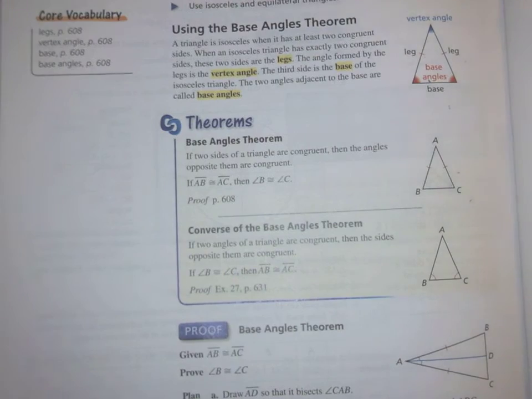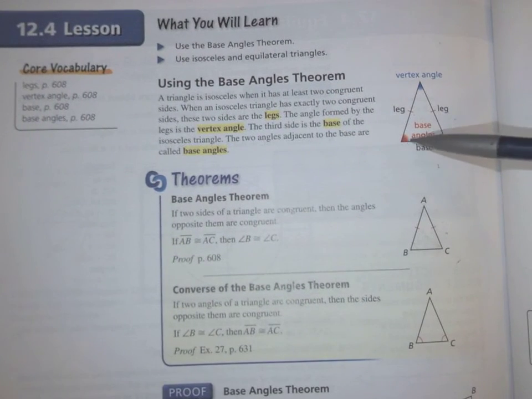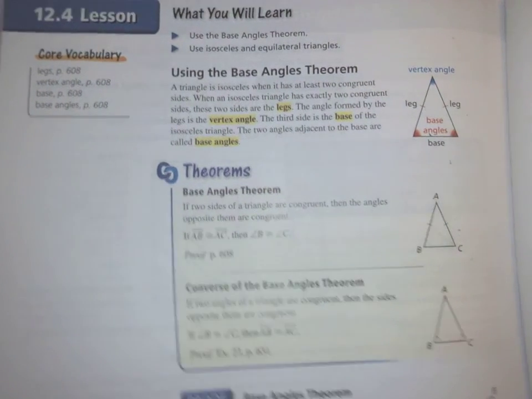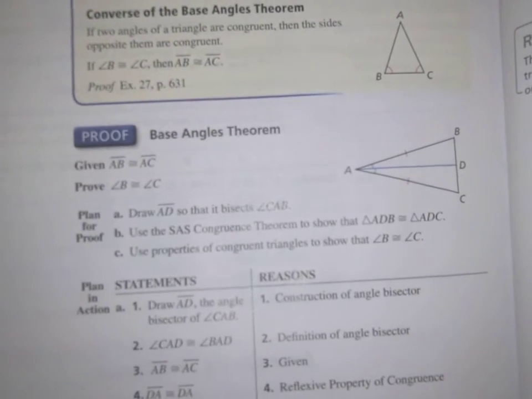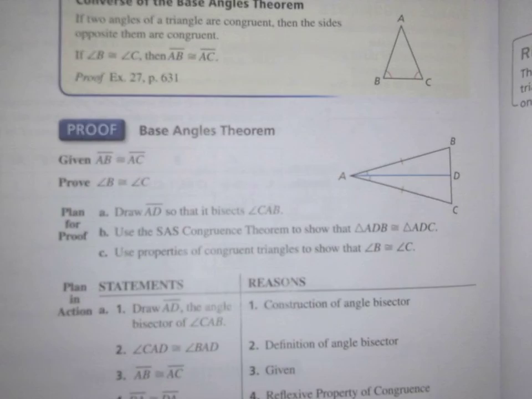Okay, so this is a good image as well. Base angles here. Now you can have your triangle sideways, which we're going to see in a minute. Even though these aren't on the bottom now, they're still called the base angles, because they're the angles that are opposite of the two congruent sides. Okay, so that's what we're going to prove. Now there's actually a proof for this in your book on 608, so if you want to use that as a reference, you can. I'm going to walk you through it because I think that'll be helpful.